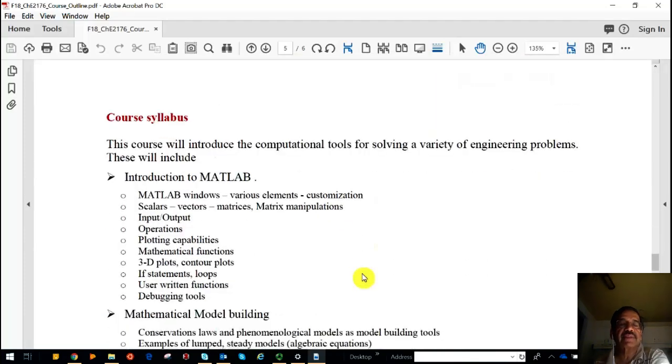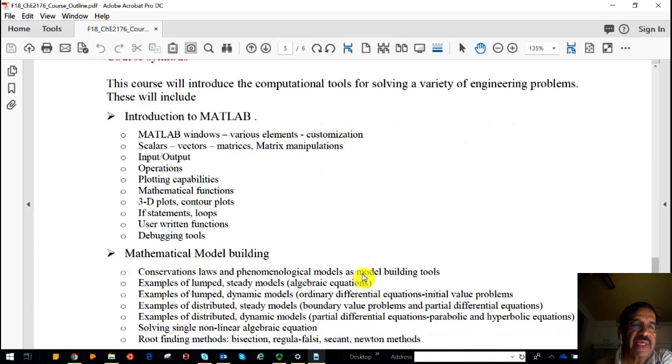So the course syllabus is divided into 3 subsections. The first section would be just introduction to MATLAB. We will spend probably 2 or 3 weeks because no one has seen MATLAB yet, and that's a tool that we are going to use. So building the proficiency in MATLAB will be the key.